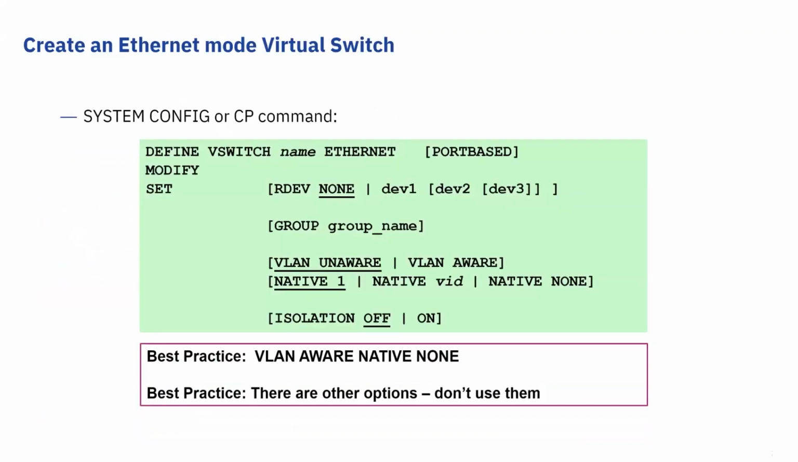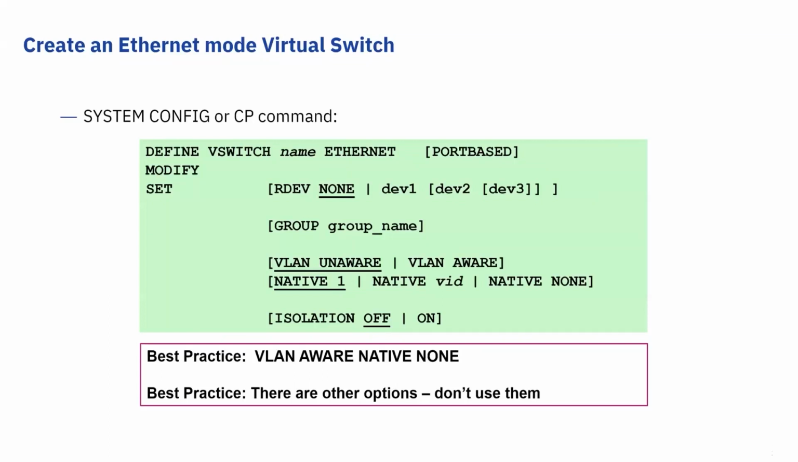And if you want to create a virtual switch, then in system config or by CP command, you use the DEFINE VSWITCH command, right? You really just need DEFINE VSWITCH, give it a name, say ETHERNET, tell it what OSA devices it's going to use, or whether it is part of a link aggregation group, in which case I'll specify the group name. Is it VLAN-aware or VLAN-unaware?